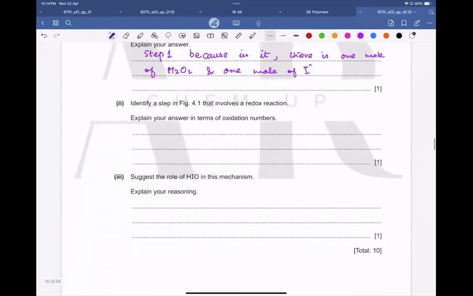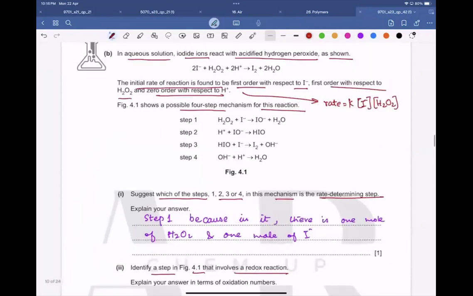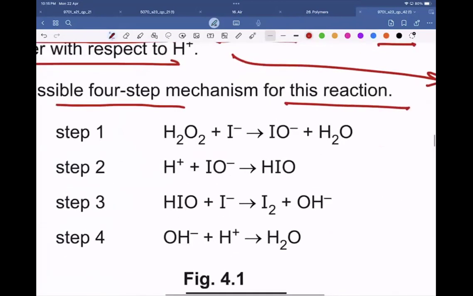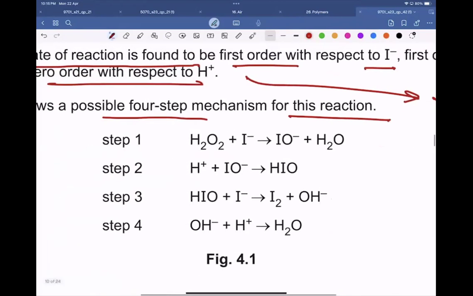Okay. Now part two. Identify a step in figure 4.1 that involves a redox reaction. A redox reaction involves a change in oxidation number. If you look over here, the oxidation number of oxygen is -1, because in H2O2, hydrogen peroxide, oxygen always has an oxidation number of -1 in a peroxide.